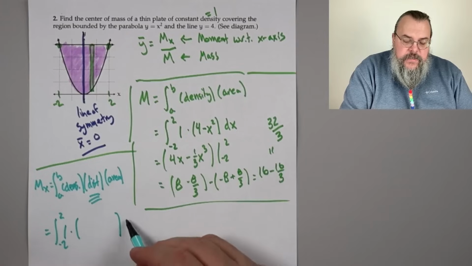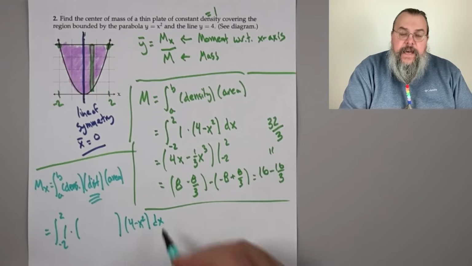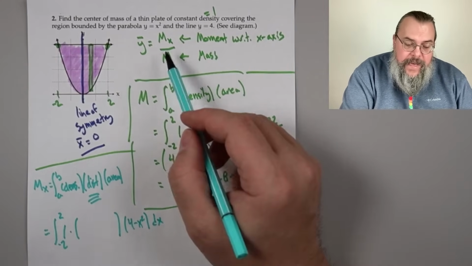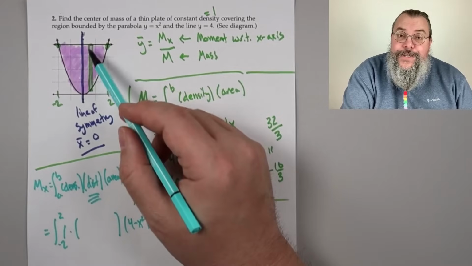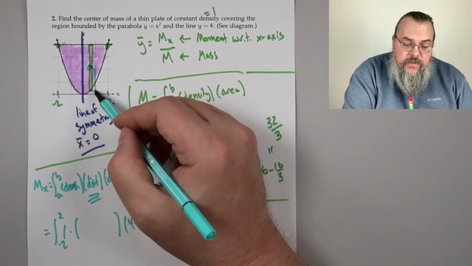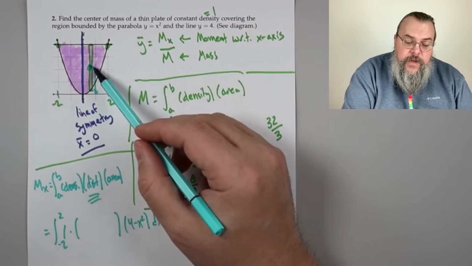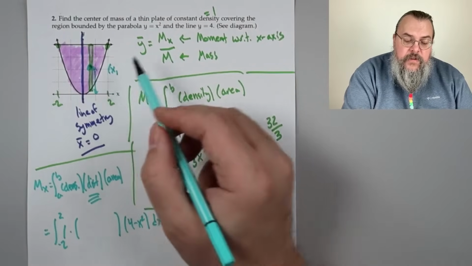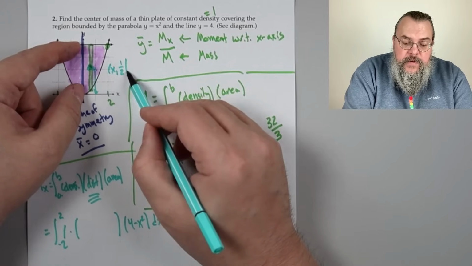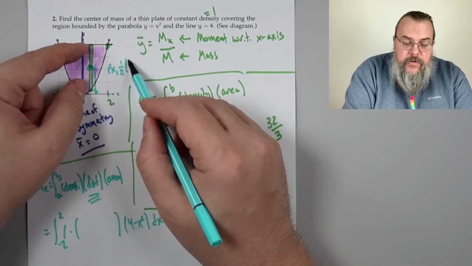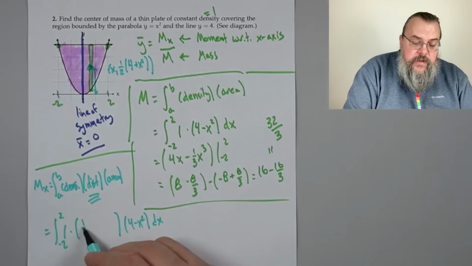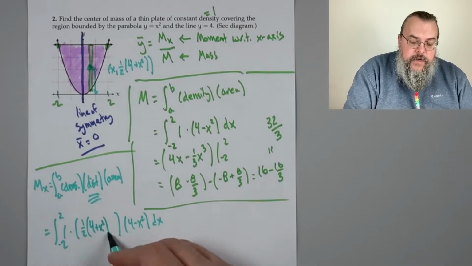The area is still 4 minus x squared dx. Now, how do you do distance? Well, it's distance to the x-axis. So think of this rectangle. Where's the center of mass? It's right in the middle of it, right there. So what's that distance? Well, where is that point? The x-coordinate is x, and then the y-coordinate is halfway between. So it's like you're averaging 4 plus x squared. So the distance is 1/2 of 4 plus x squared.